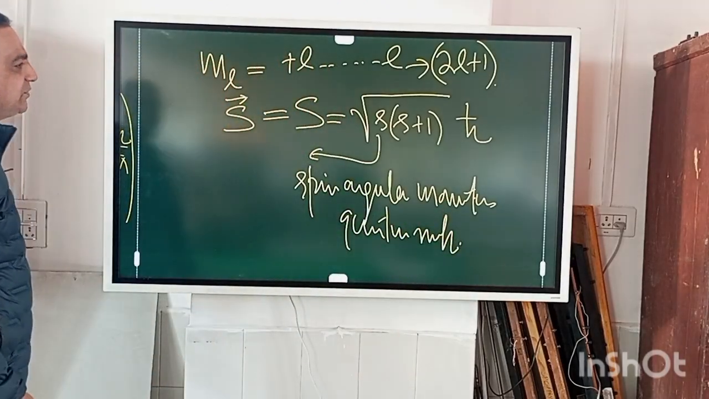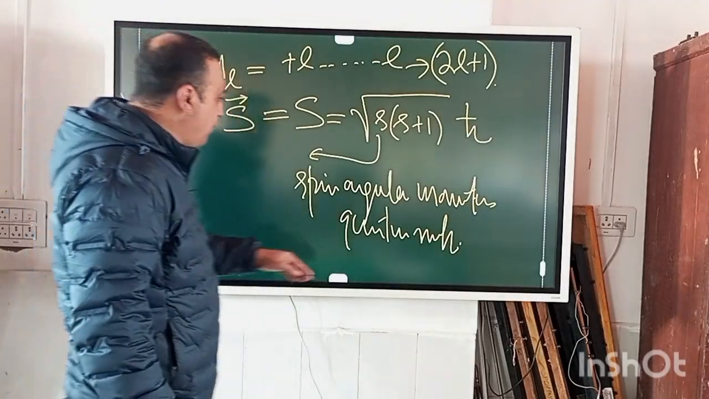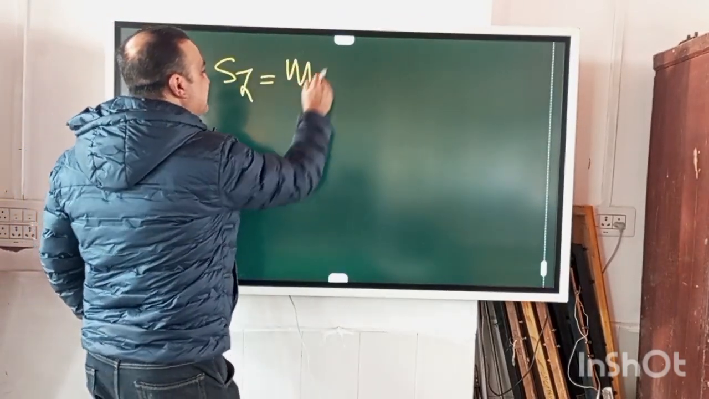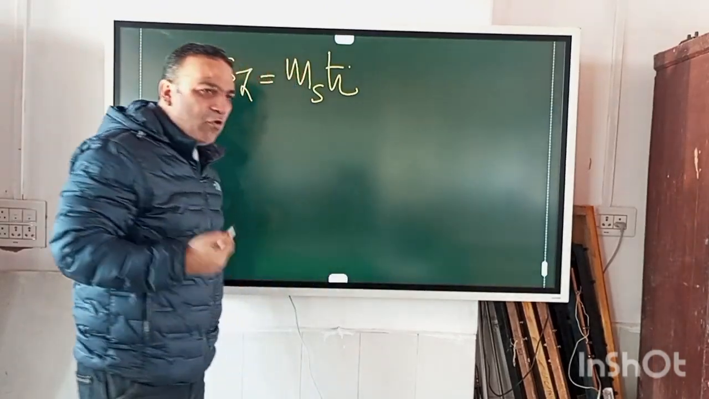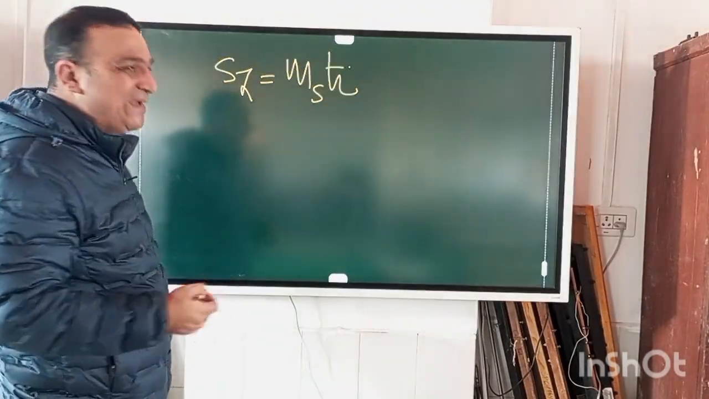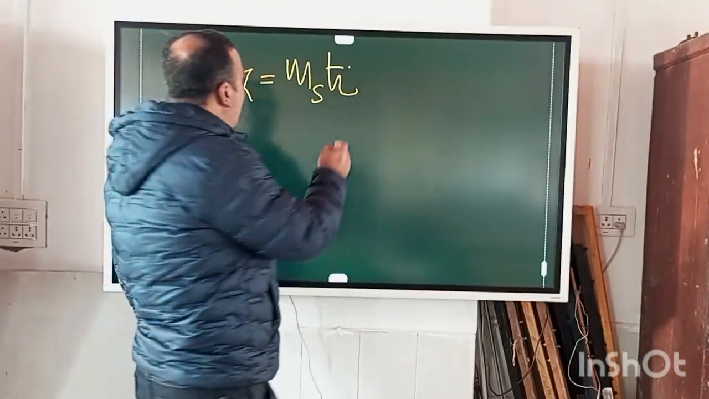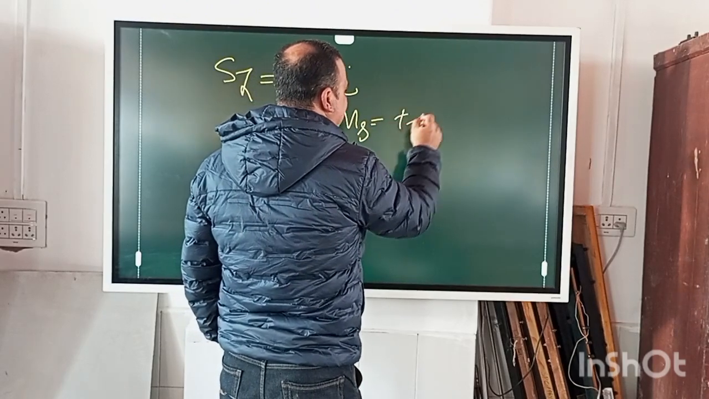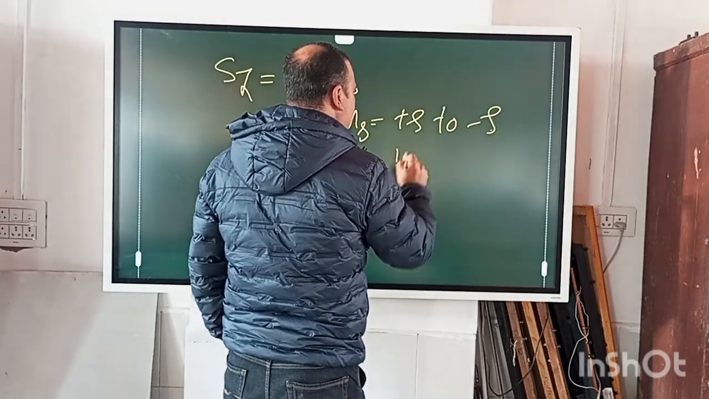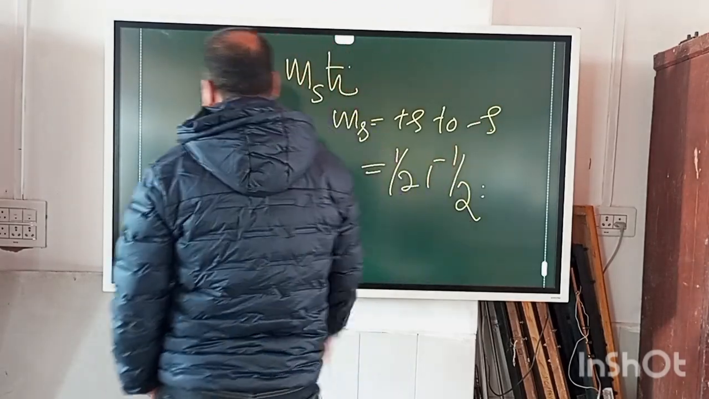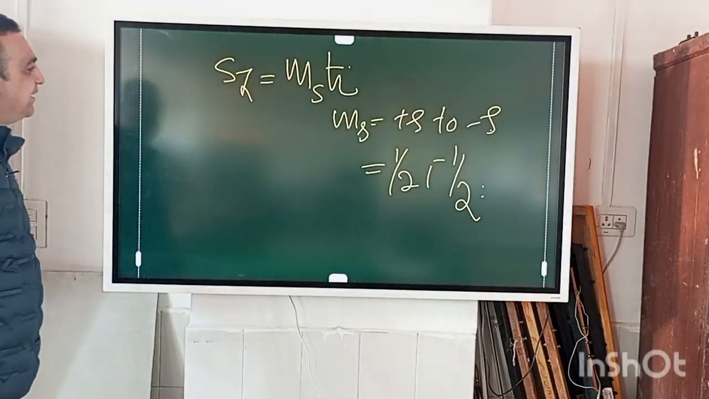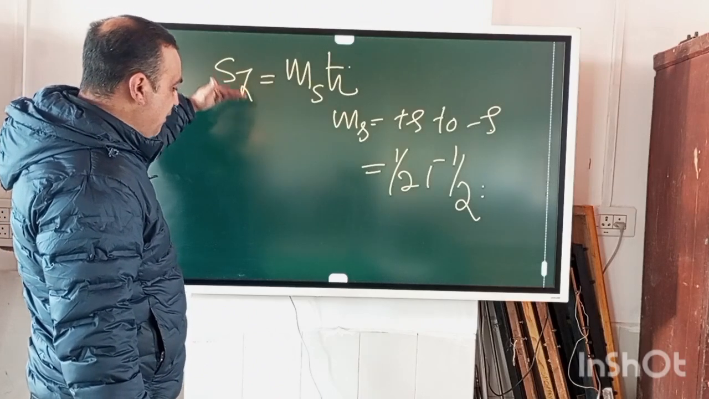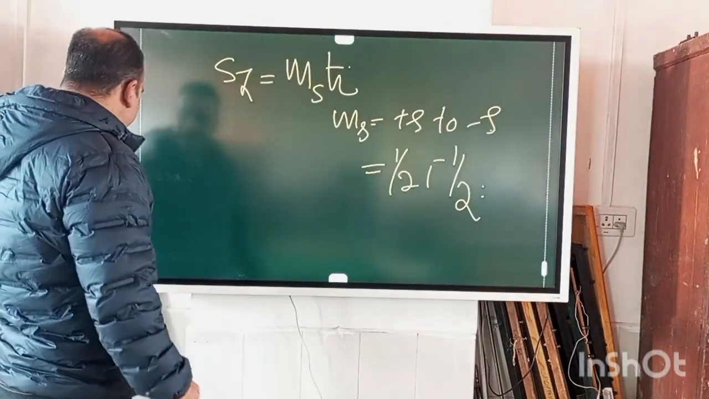So if I choose S in the direction of z, in that case, I will have Sz equal to ms h bar, because we know from the Stern-Gerlach experiment that you can have two spin orientations of the electron. So the value of this ms, which should actually go from plus s to minus s, leads to plus 1/2 and minus 1/2. So this gives us the measure of spin along the z direction.